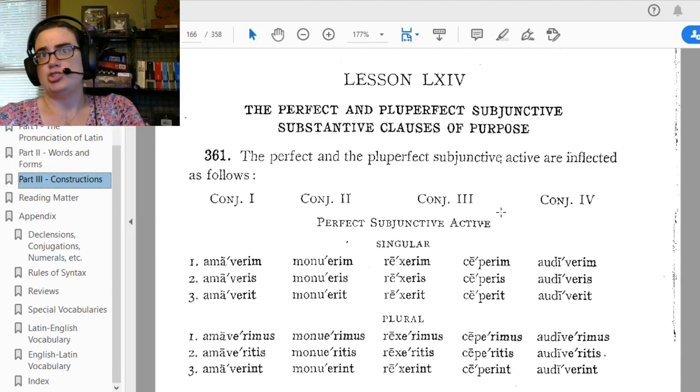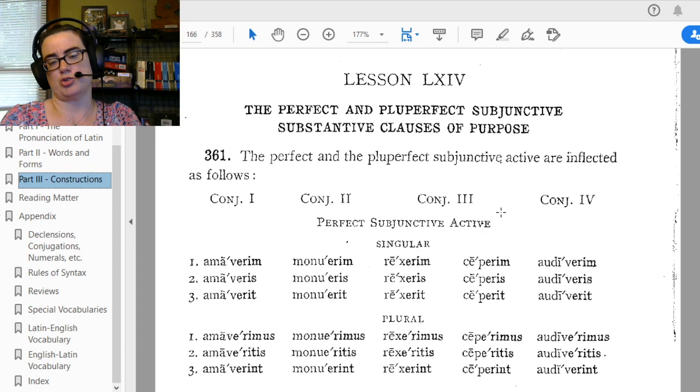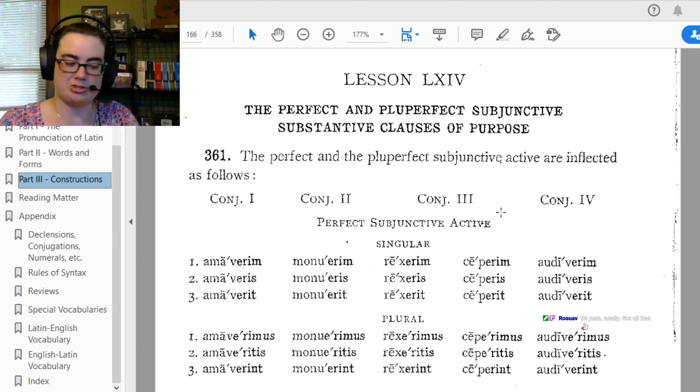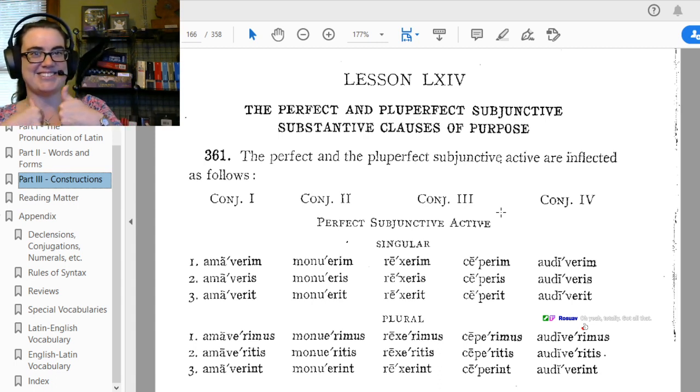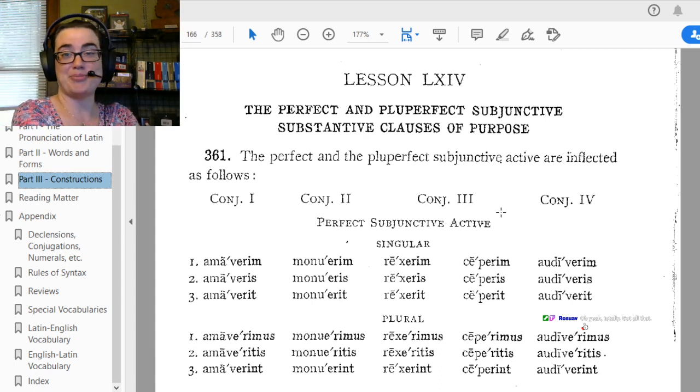What about if we do have to use perfect or pluperfect subjunctives? The purpose clauses do not, but other clauses do, like indirect questions. Yeah, totally got all that. Easy peasy. Primary, primary, secondary, secondary.